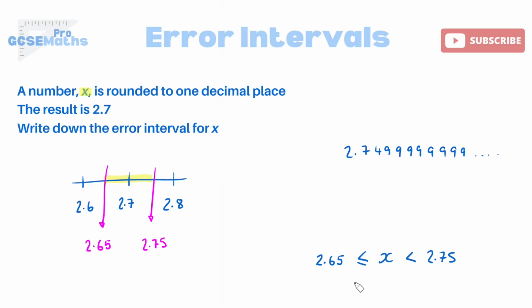And that in this concept is the same as upper and lower bounds, isn't it? If you said what was the upper and lower bound for 2.7 rounded to one decimal place, you would say those two values, wouldn't you? So it is the same concept. So for those of you that understand upper and lower bounds, it's kind of easy to just overlap it with that.